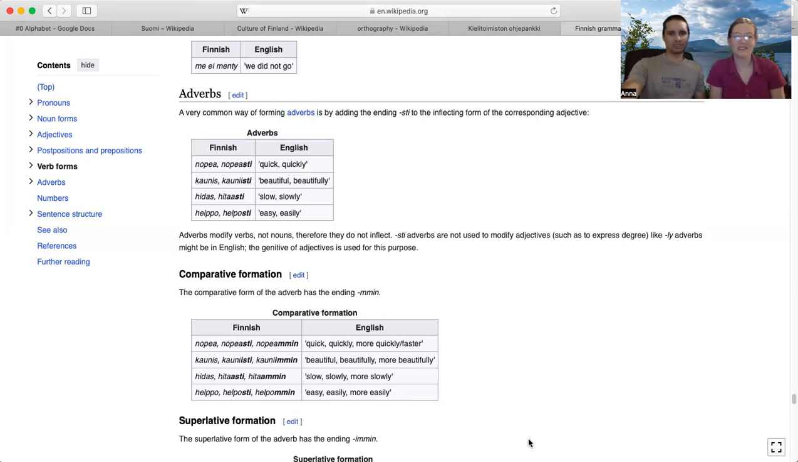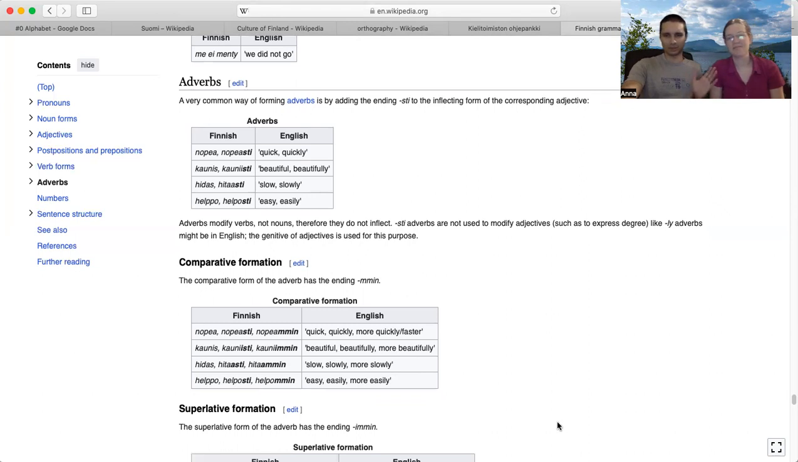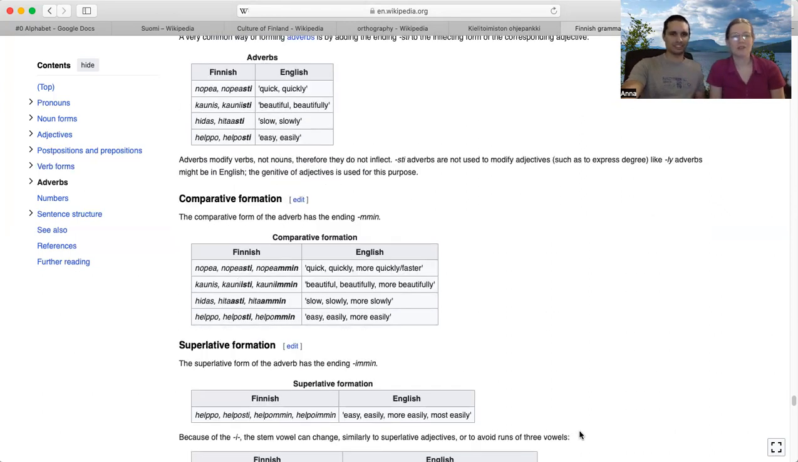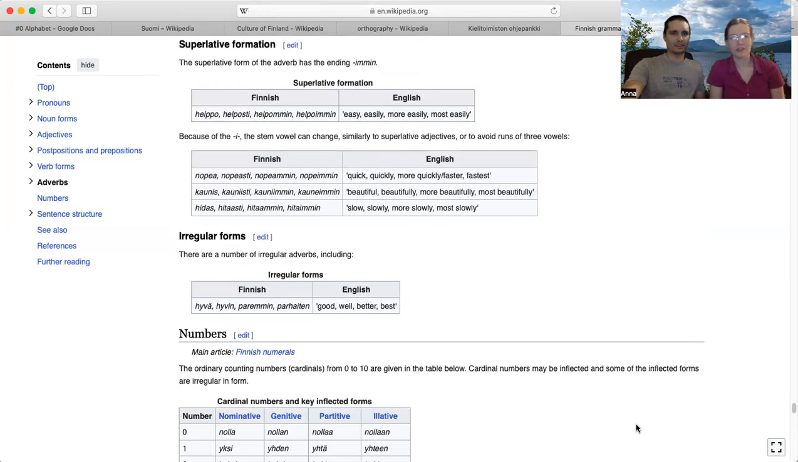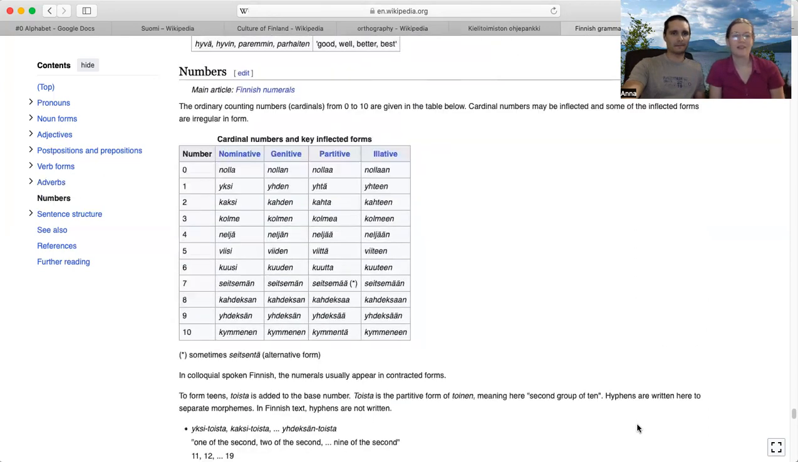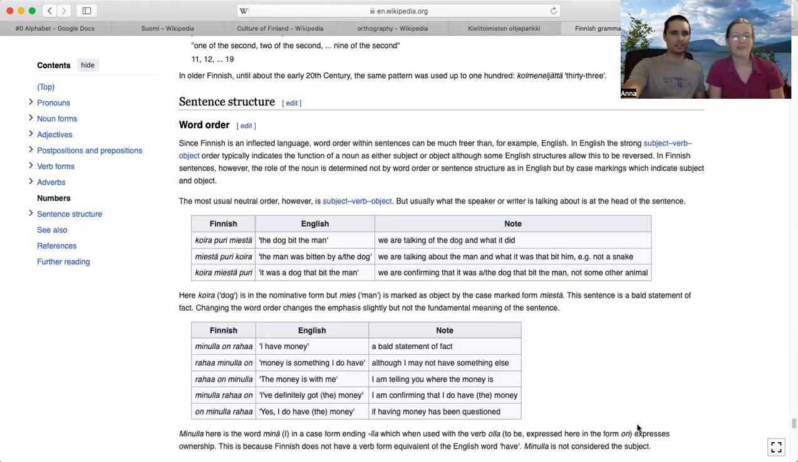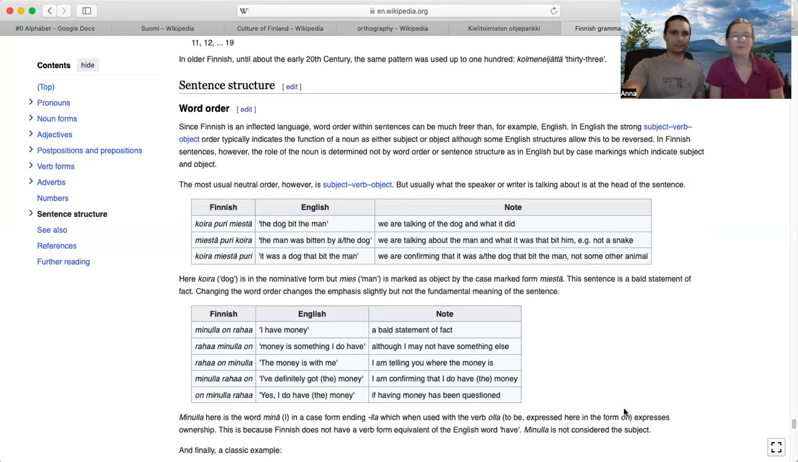Adverbs. Usually you form them by putting -sti at the end, but not always like that. But usually, yeah, not the worst part of the Finnish language. What else? Sentence structure. Yeah, this is important.